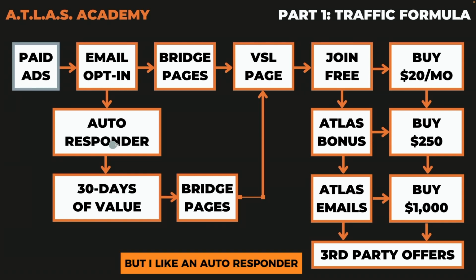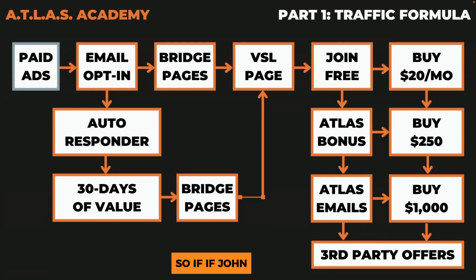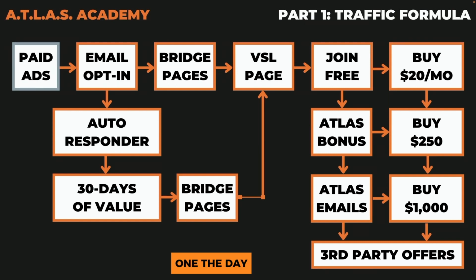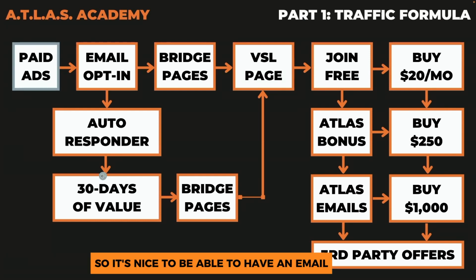But I like an autoresponder because everybody starts at a different day. So if John opts in today, he's going to get email number 1 today. Tomorrow, email number 2. The next day, number 3. But if Mary joins next week, Mary will just get email number 1 the day she joins. And her 30-day cycle starts from the day that she opts in. So it's nice to be able to have an email autoresponder.